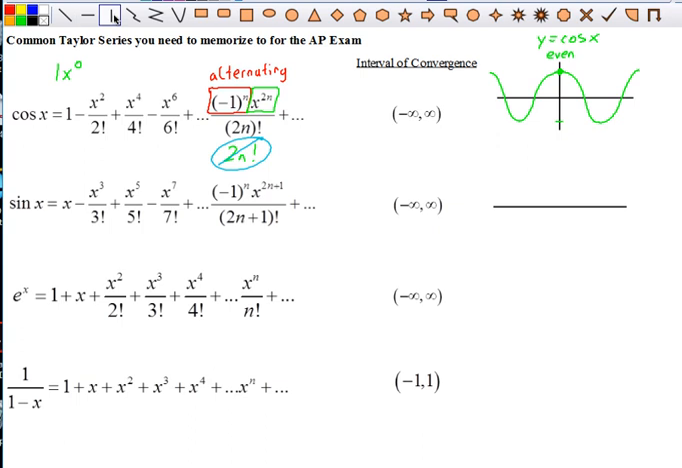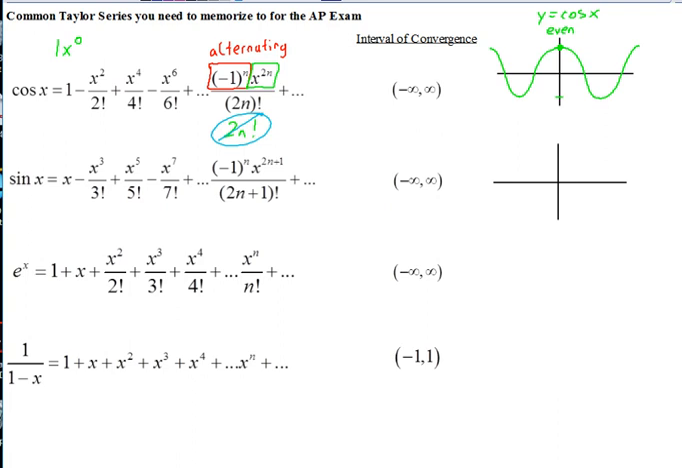Similar to cosine, except for sine, remember, sine of 0 is 0, so it goes to the origin. And still goes between -1 and 1, but it curves up to 1, then down to -1, back up to 1, and so on. So that's the graph of y equals sine x.